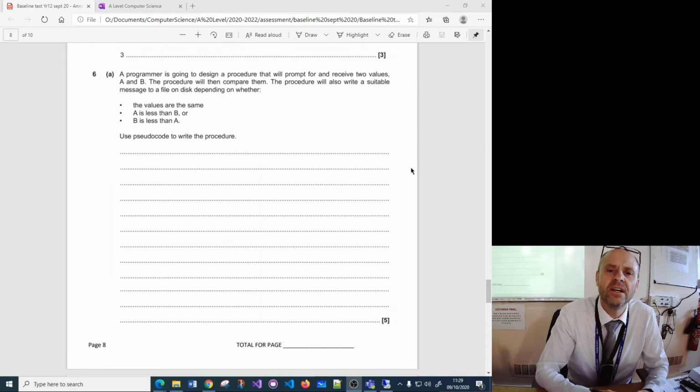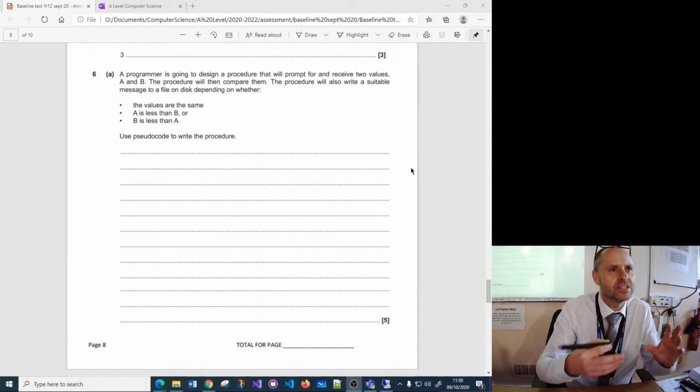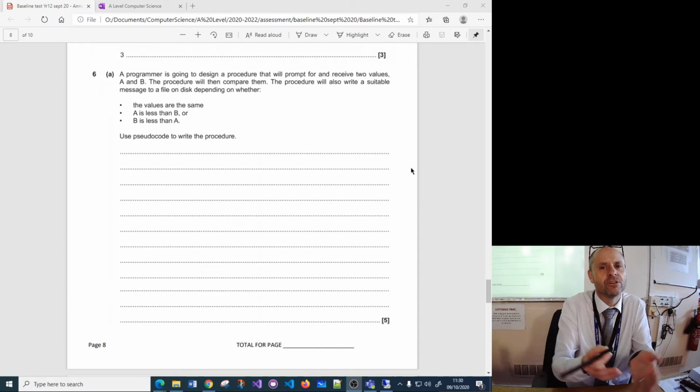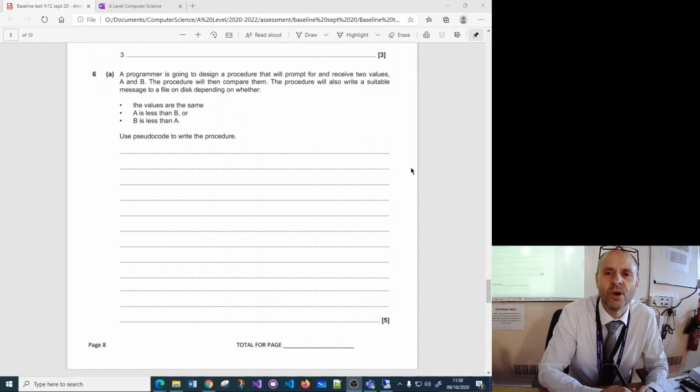Okay, the next thing. And remember, these are A-level questions. This was quite interesting, but it had some elements that people just ignored. It said a programmer is going to design a procedure. So this isn't just an algorithm, it is a self-contained subroutine that will prompt the user and receive 2 values, A and B. The procedure will then compare them, and then it will write a suitable message to a file on disk.